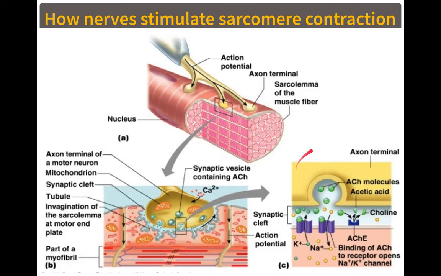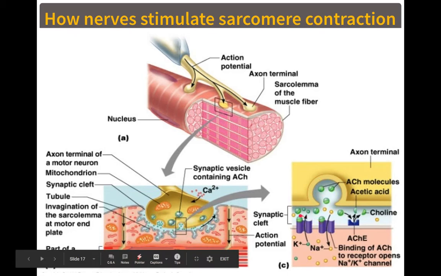We see that the nerve ending, shown in yellow up here, is releasing acetylcholine molecules, which are chemical signals that then diffuse across that gap and bind to these purple receptor proteins on the muscle fiber's sarcolemma, which then triggers an action potential to travel throughout the entire muscle fiber.